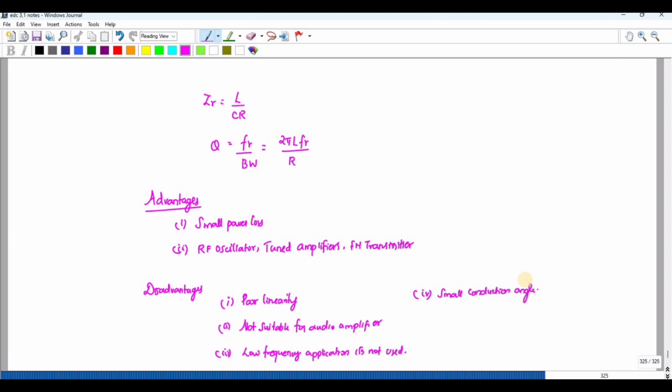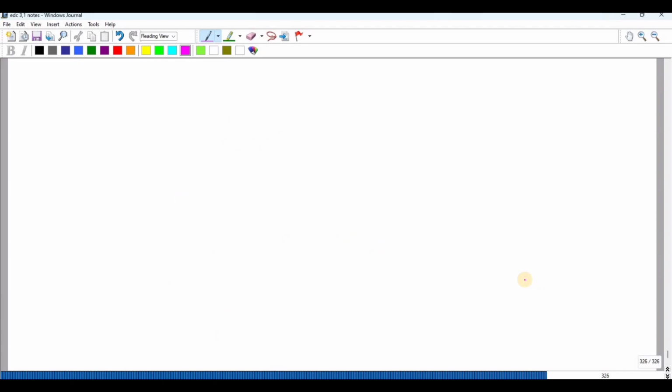The impedance of the parallel resonance circuit at resonance is called the dynamic impedance. For the parallel resonance circuit, the impedance values are very high. So let us discuss a problem based on tuned amplifiers.